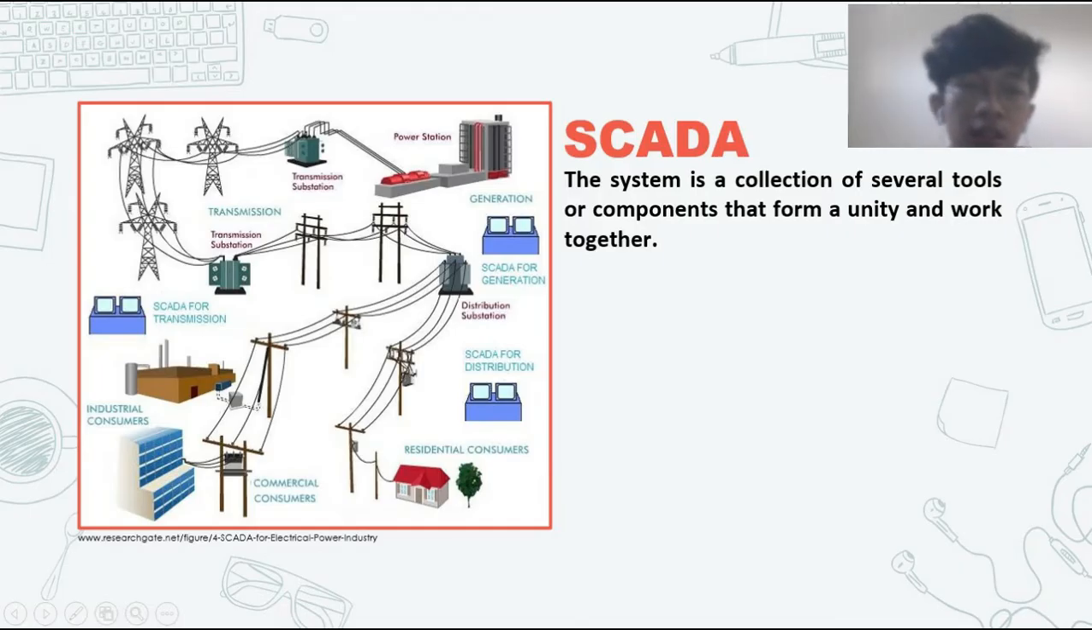Next, a system is a collection of several tools or components that form a unity and work together, while SCADA stands for supervisory control and data acquisition. A SCADA system is a unit of several pieces of equipment that communicate with each other to carry out the function of monitoring, controlling, and collecting data from a process.